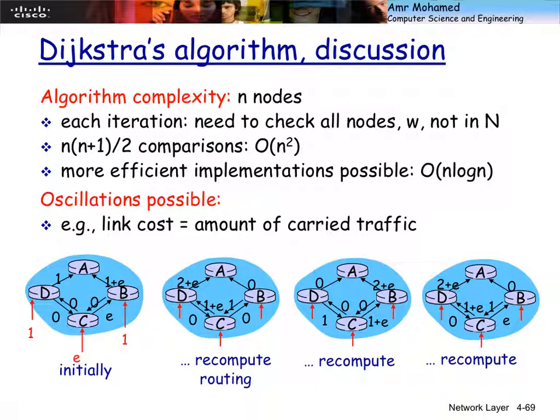So let's see from C. When I compute here, C will find that the cost here is 1 plus 2E. And the cost here is 0 plus 1. Right? So which one is minimum? So 0 plus 1. Okay. So in the next iteration, C will switch the transmission to this branch instead of this branch.